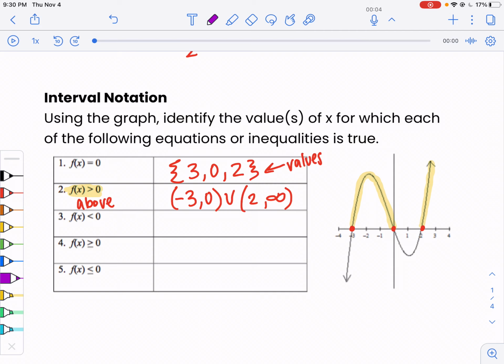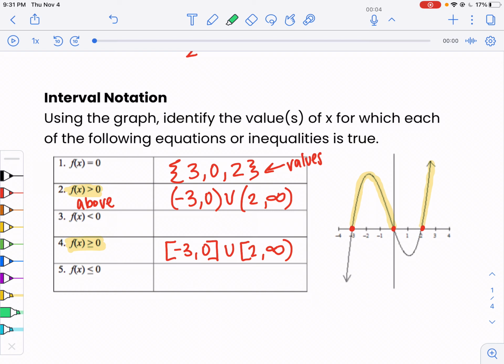If we were thinking about what's greater than or equal to 0, we're going to have the exact same thing, but in this case we use -3 to 0 in brackets, with the 2 in a bracket, and infinity always having parentheses. It's the same section of the graph. We're just saying that now those points are included at -3, 0, and 2.